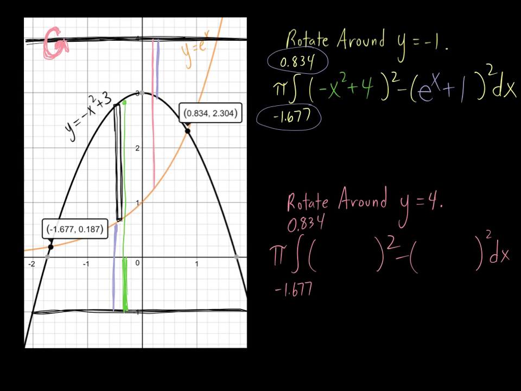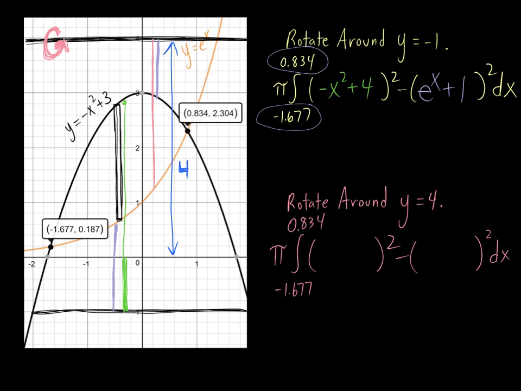Now, since we're spinning it around y equals 4, these distances have something to do with the number 4. This distance between the x-axis and y equals 4 is always 4. That's a consistent distance of 4. On the last problem, we added 1. If you're above, you're going to have to do some subtraction.